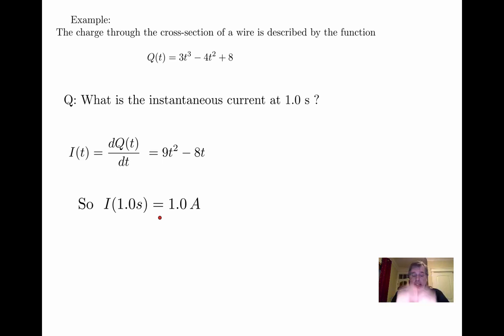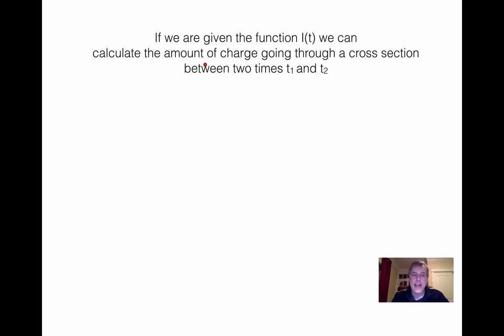So to summarize, if you're given a function q of t, you can find the average current between any two times, or you can find the instantaneous current at one specific time. So from q of t, we know how to find I average or I instantaneous. The next question is, what about the opposite? Let's say you're given I of t, the current, and you're asked to find the charge. So far we've gone from the charge to the current. What about going the opposite way? You're given the current as a function of time and you want to find the charge. How do you do that?